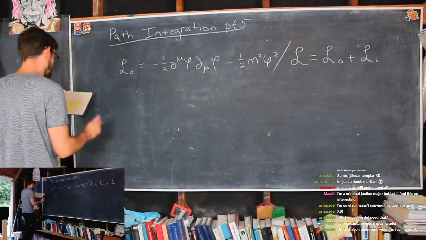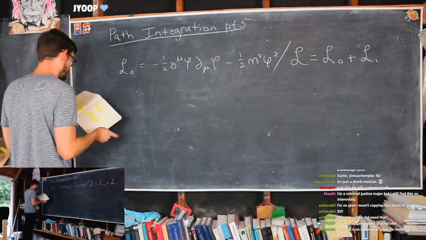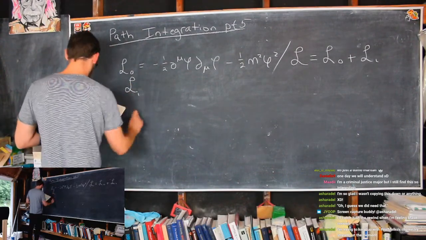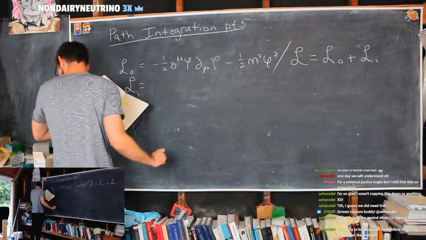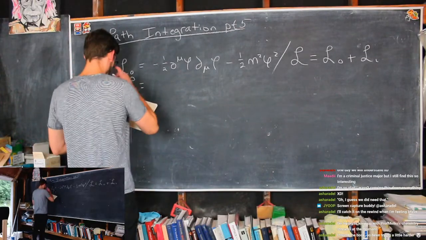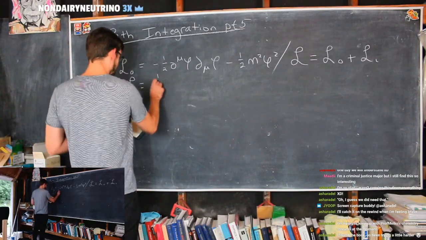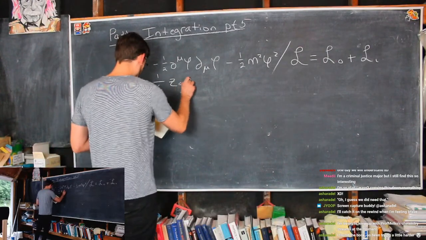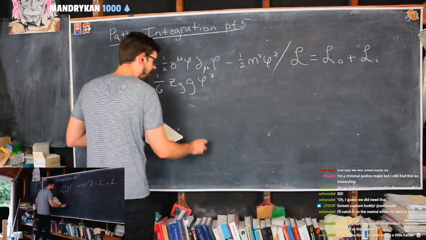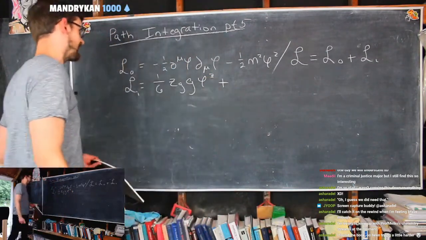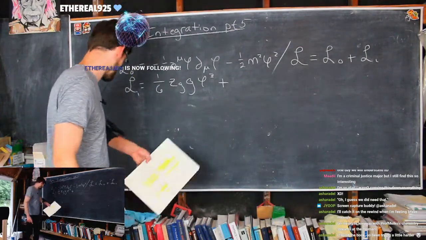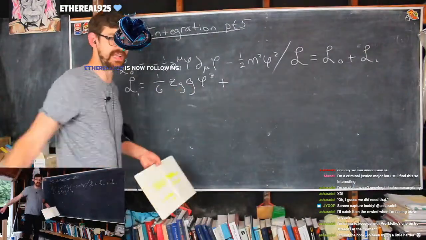Well, our interaction Lagrangian is going to take this shape, right? So our interaction Lagrangian looks like this: 1 over 6 Z_g g phi cubed plus, and I say this one because remember I said this was our interaction term. If you are familiar with the interaction term, you know that this is the coupling constant.